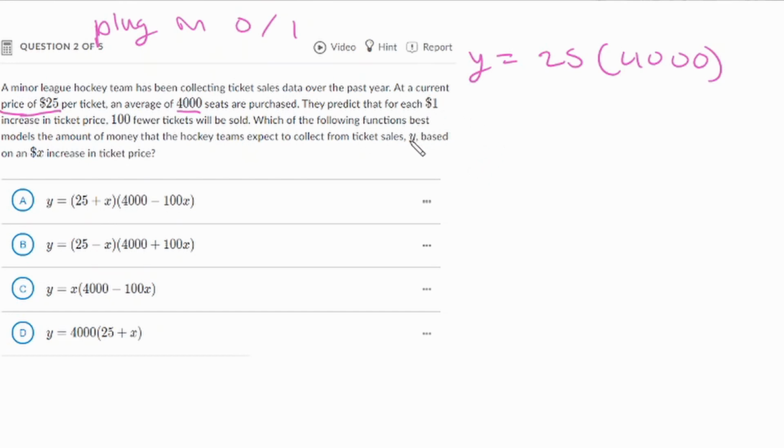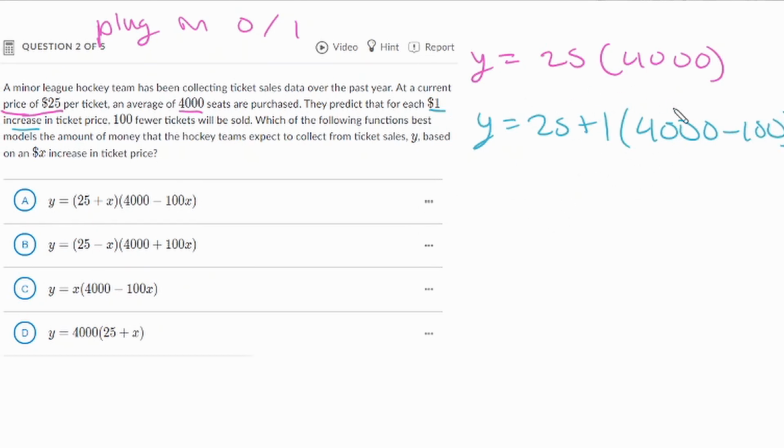If we go 1 forward, you can see it's going to have a $1 increase. So Y is going to be 25 plus 1. And then it says 100 fewer tickets will be sold. So if we had 4,000 seats purchased when it was $25, then when it is $26, it's going to be 4,000 minus 100. Now we can start to see what our equation is going to look like. If we go over here to our answer choices, and again, applying our first tip here, we might not need to solve the entire problem.